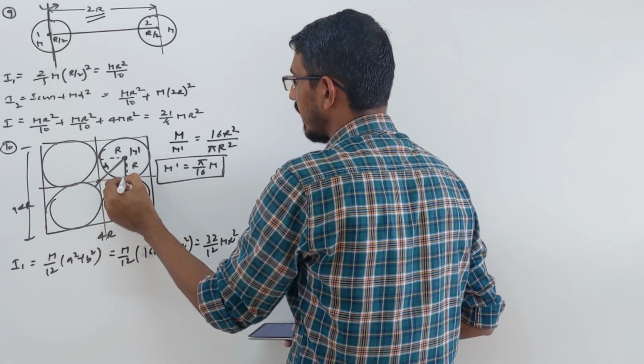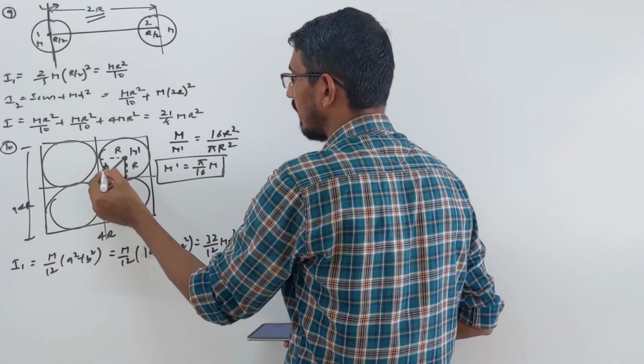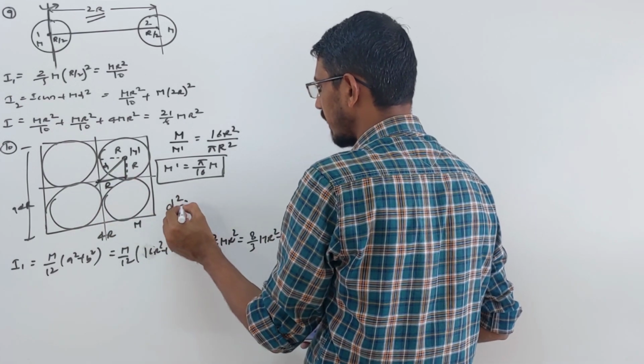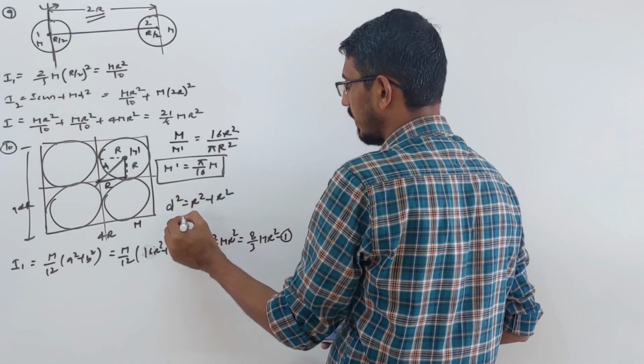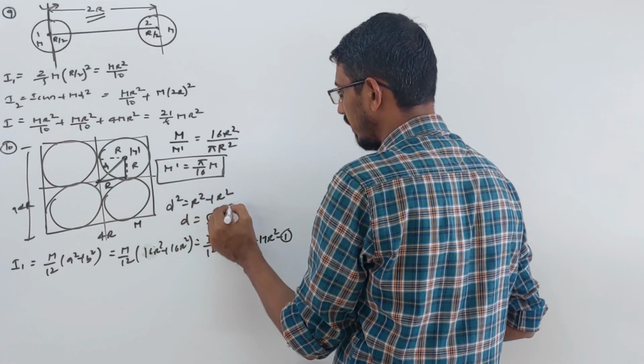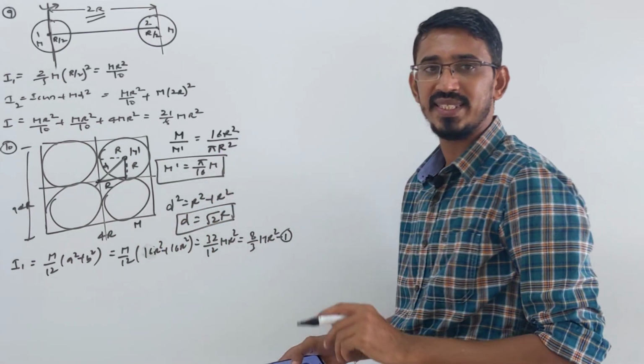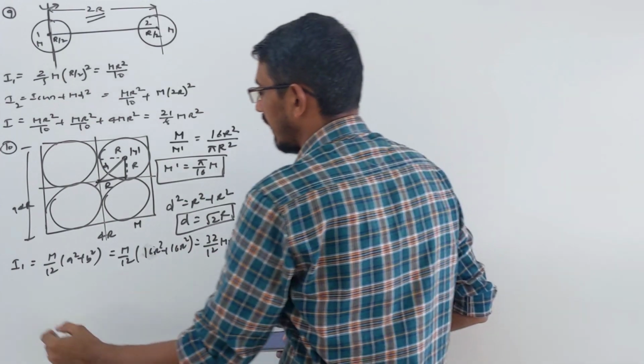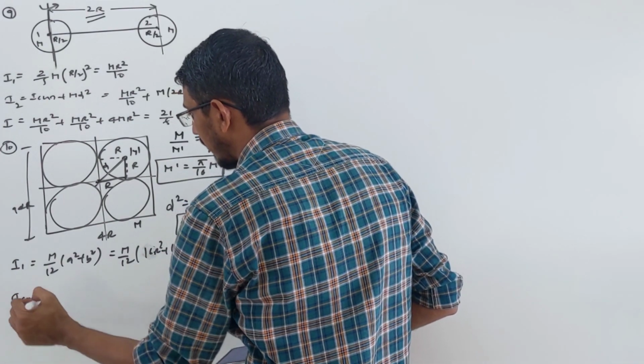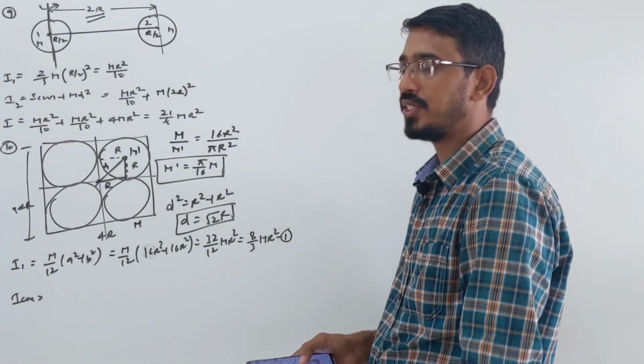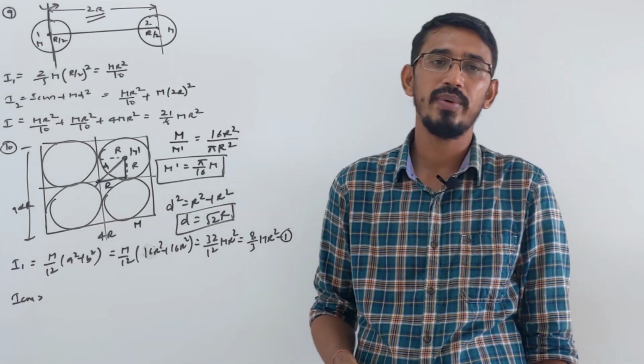So this distance you can write from simply this triangle. That's r, that's r, and this is d. So d square is equal to r square plus r square. That d becomes simply root 2 into R, right? That's d. Now let's write ICM, the inertia due to any one disc. Inertia of a disc is mr square by 2 about center.